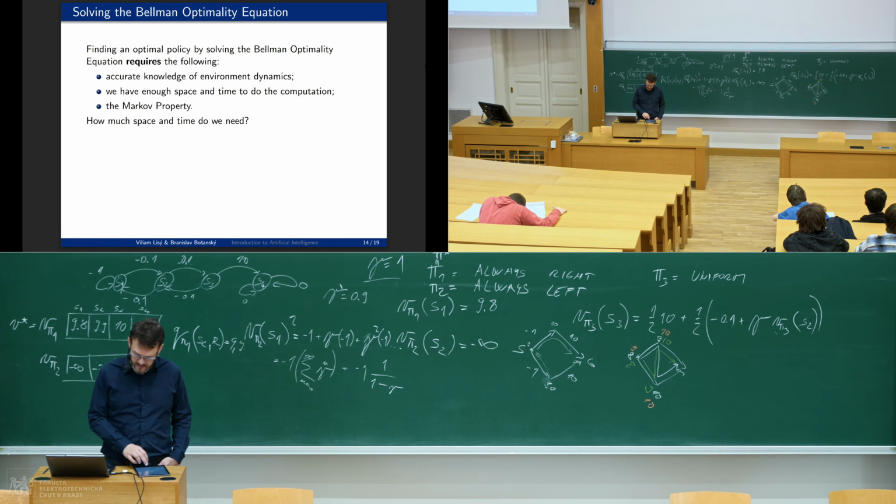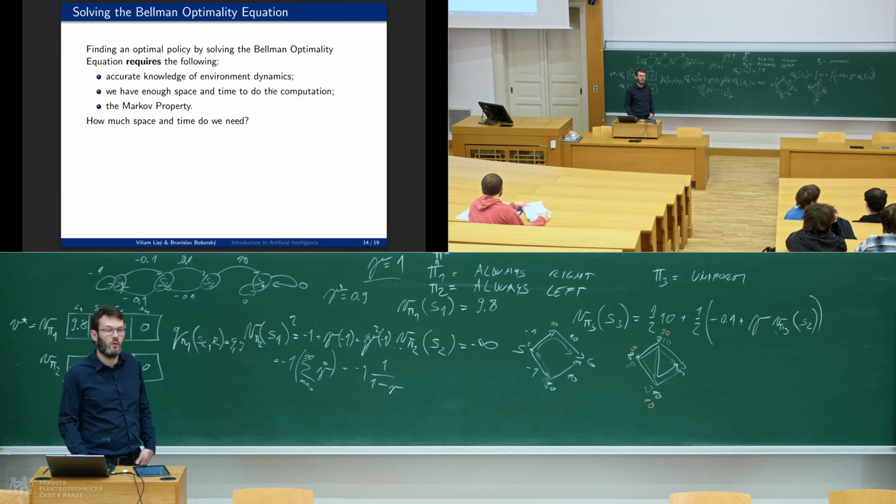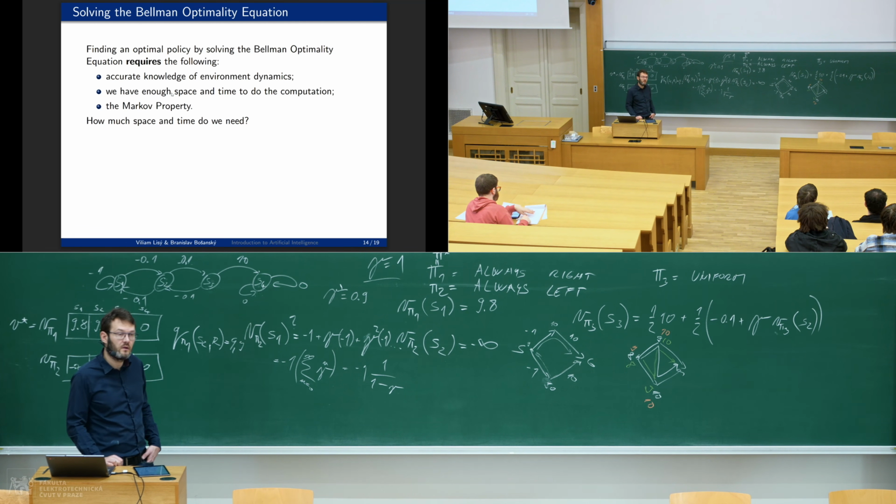So how do we solve these Bellman optimality equations? We need accurate knowledge of the environment. We have enough space to do the computation, right? So how much space do we need in general for MDPs?